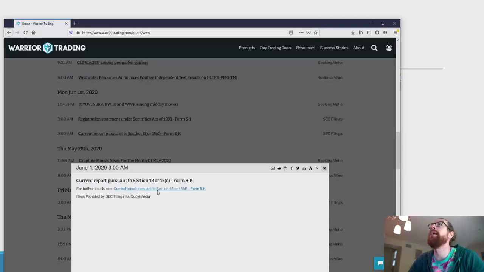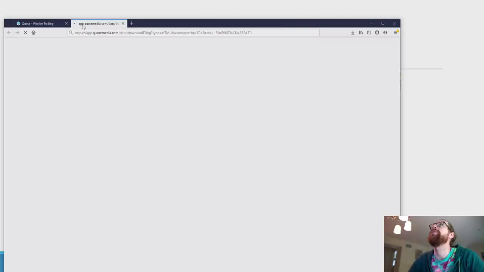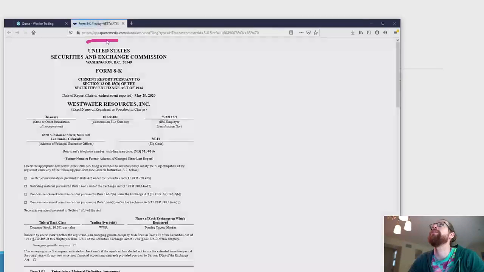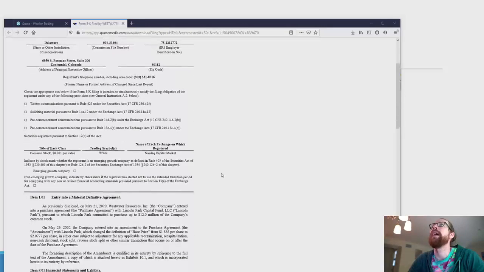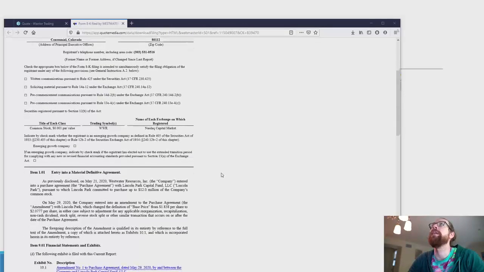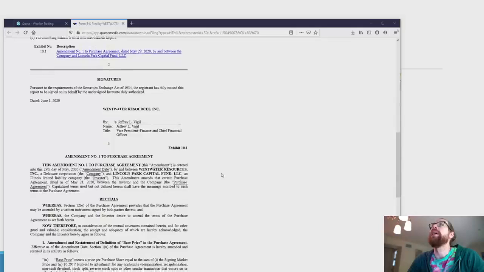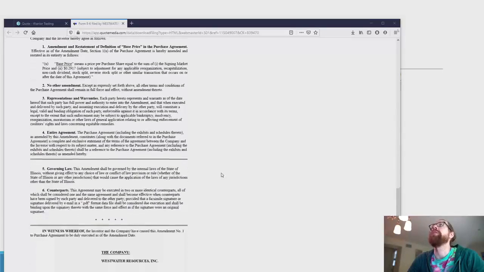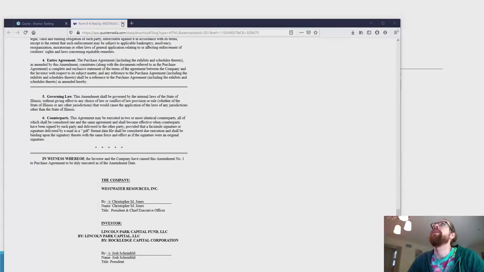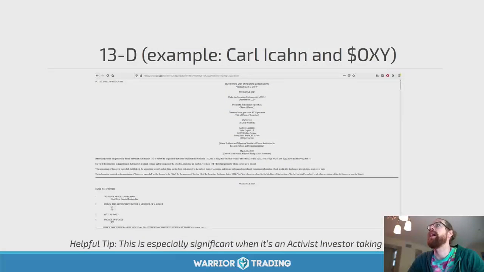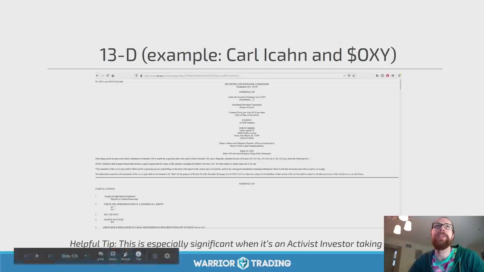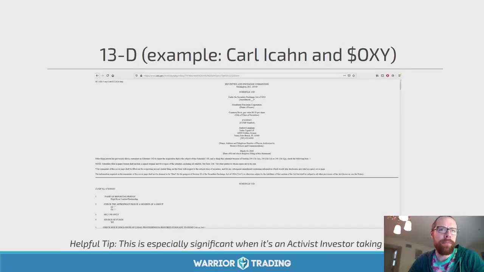You would click on that, and then you could click on this here. We use Quote Media, as you can see, as our data provider. This actually has a link to the 10K or the 13D. So you could go down here and you'd be able to see the number of shares and the price and everything else. All right, so let's look back over here. So we've got Carl Icahn and this 13D filing.